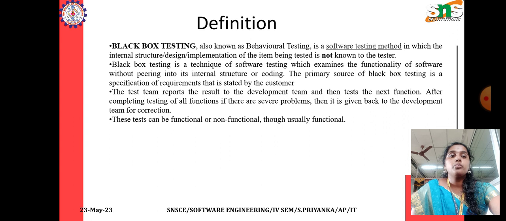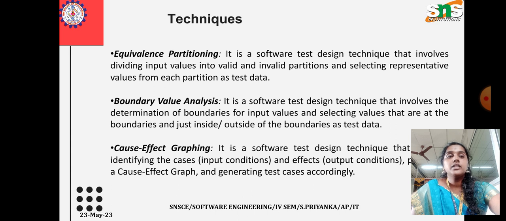The primary source of black box testing is the specification of requirements that is stated by the consumer. The test team reports the results to the development team and then tests the next function. After the complete testing of the functions, if there are severe problems, then it is given back to the development team. These tests can be functional or non-functional, though usually functional. Here, the main techniques used in black box testing are equivalence partitioning, boundary value analysis, and cause effect graphing.